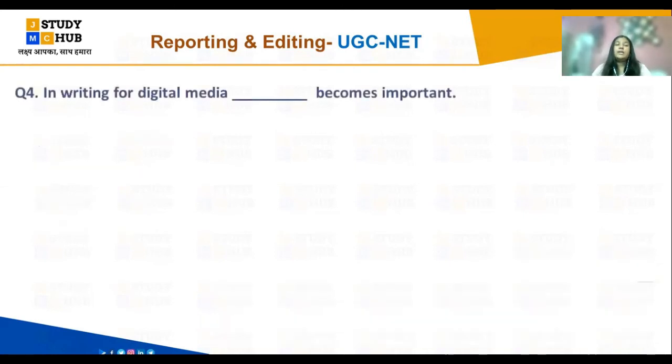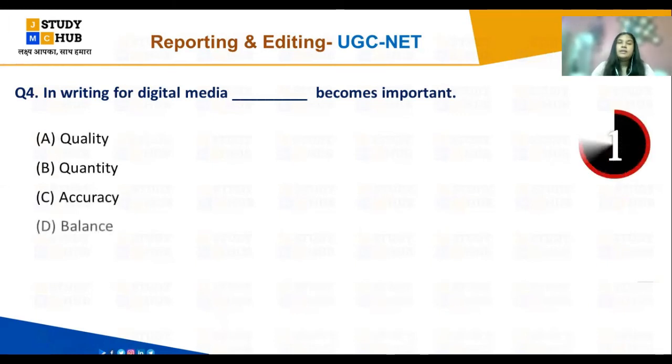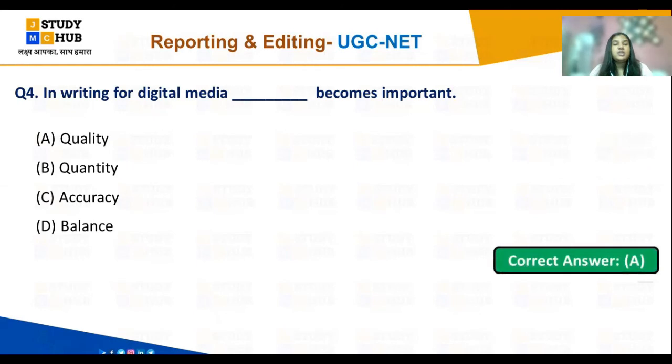Next question that I have with you is another fill in the blanks, that is, in writing for digital media, dash becomes important. So the options that we have here are A, quality, B, quantity, option C, accuracy, and option D, balance. See, while writing for digital media, whether you are having 5 likes on your post or 50 likes on your post, people will always go for a write-up that has quality, not for the number of write-ups that you actually post.